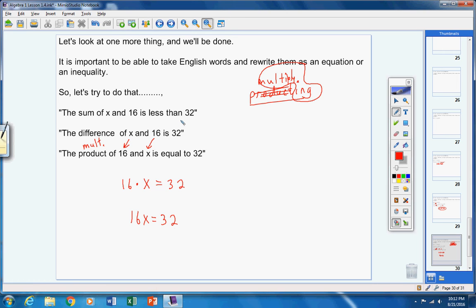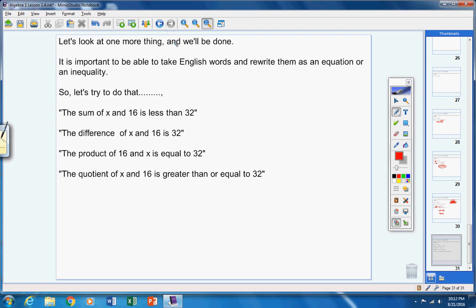Now, if you struggle with that, just pause the video, back it up, and watch it again, okay? Alright, please copy this in your notes. While you're copying that in your notes, I'm going to go ahead and write all this up here one more time for you so you remember this. Sum means to add. Difference means to subtract. Product means to multiply. And quotient means to divide. Okay? So I'm quotienting, or I'm dividing what two things? Well, the quotient of x and 16 is greater than or equal to 32.